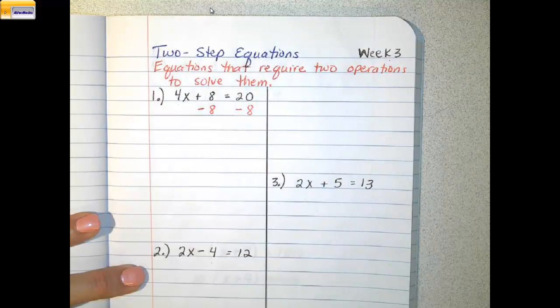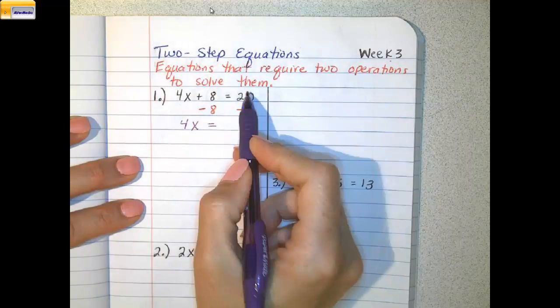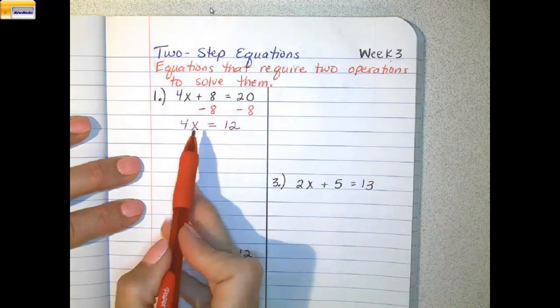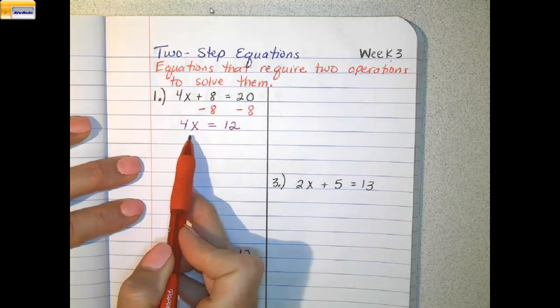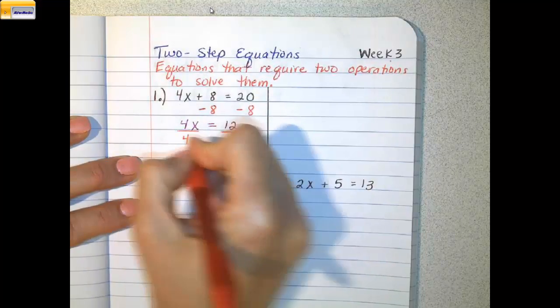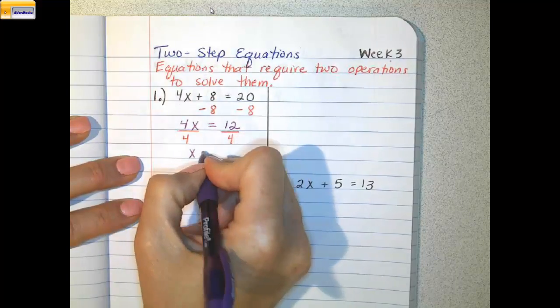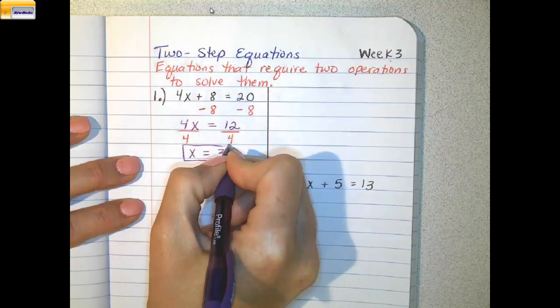So I'm going to subtract 8 from both sides. In doing so, I end up with 4x equals 20 minus 8 is 12. Now I want to try to get the x all by itself. Since 4x means 4 times x, I'm going to use the inverse operation, divide. And I'm going to divide both sides by 4. In doing so, I find that x equals 3. And that is the solution to this equation.